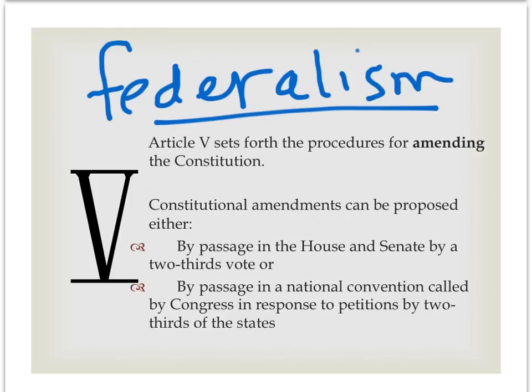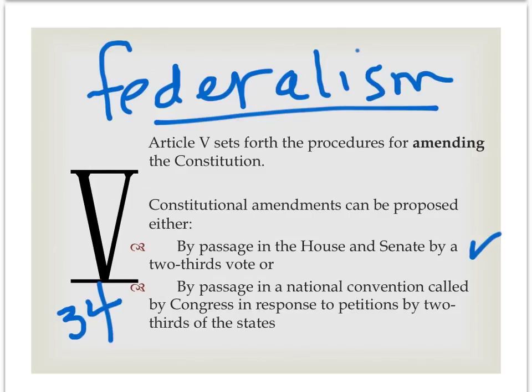So there's 2 methods for proposal. It can be passed by resolution in the House and the Senate with a 2/3 vote and then sent out to the states. And so far, every constitutional amendment has used this method. Or if 2/3 of the states, and right now that would mean 34, ask for a constitutional convention, then Congress is supposed to call a constitutional convention.